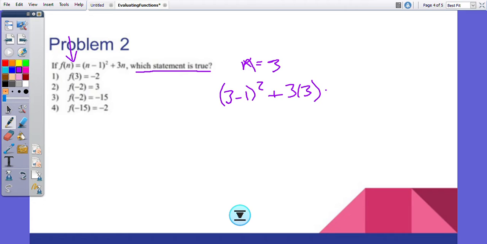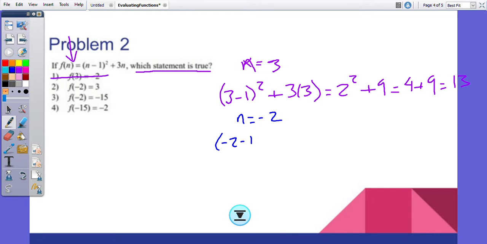Let's check. 3 minus 1 is 2, squared is 4, plus 9 gives us 13. So this is definitely not the answer, so we get rid of that. Now we're going to try the next choice. For every n, this time n equals -2, so we're going to try that: -2 minus 1 squared plus 3 times -2.